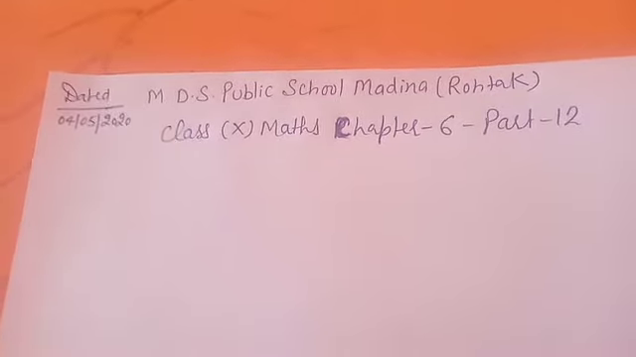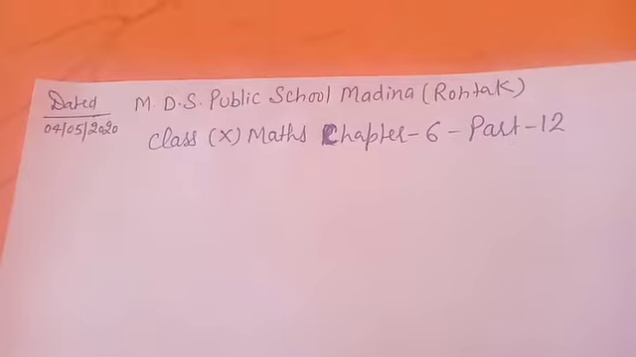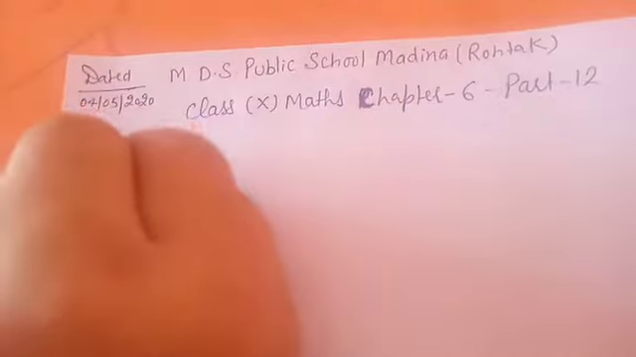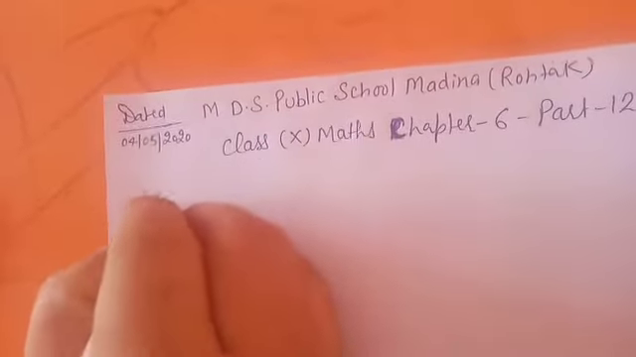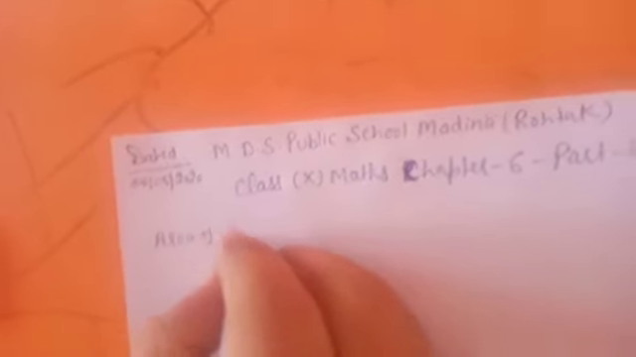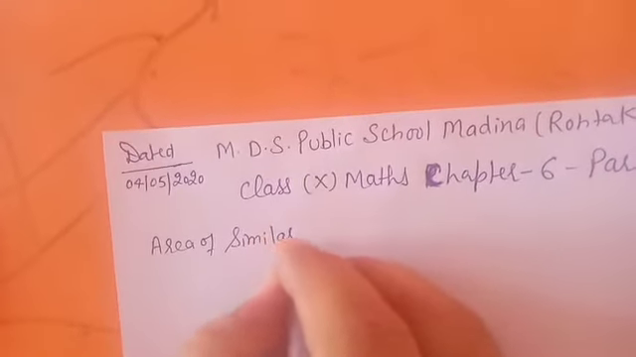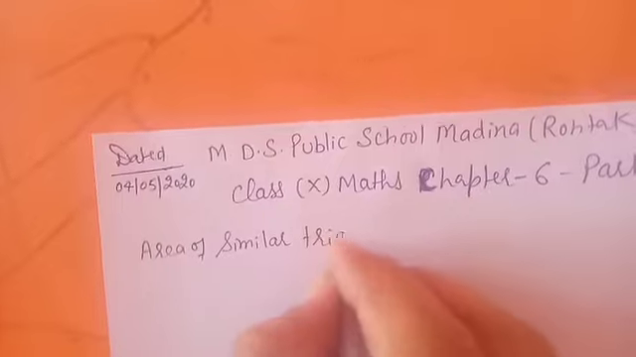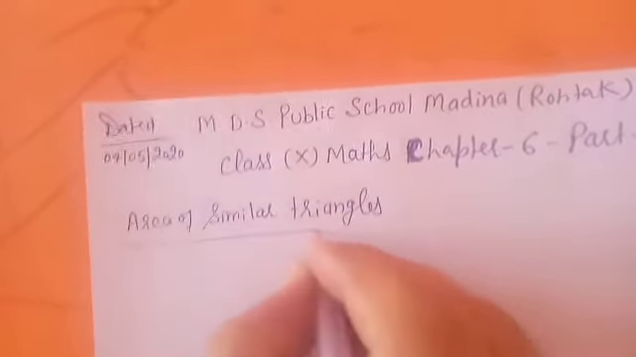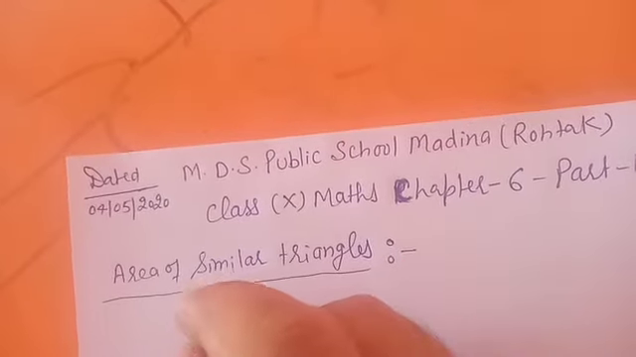So, we have done in 10th class maths, chapter number 6, exercise 6.3. Now, the topic is area of similar triangles. How can we find out the area of similar triangles?